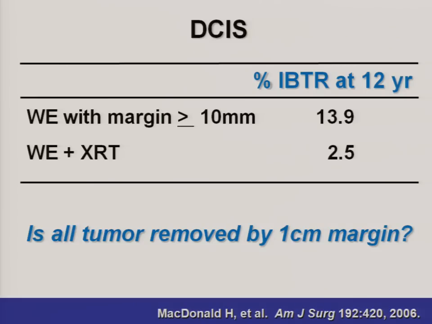DCIS. Is all the tumor removed with a centimeter margin? Mel did this. So if you have centimeter margins, you would expect a 0 recurrence rate if you remove all the tumor. 14% recurrence rate without radiation. So a 1 centimeter margin does not assure that you have no residual tumor. Next.